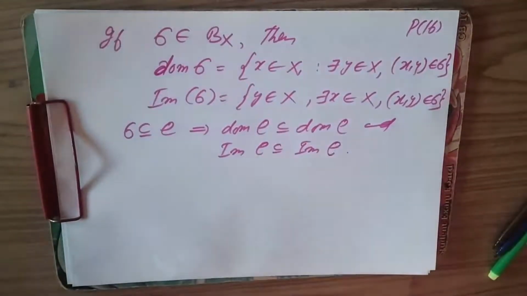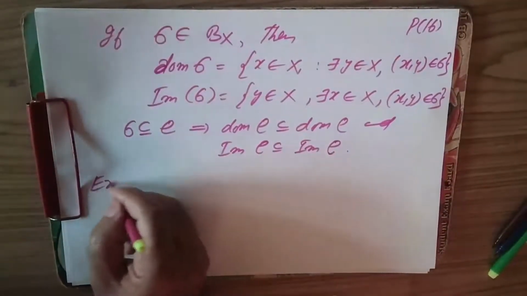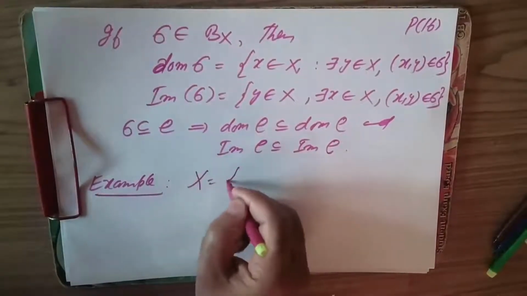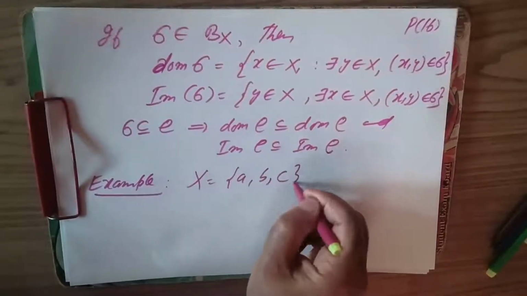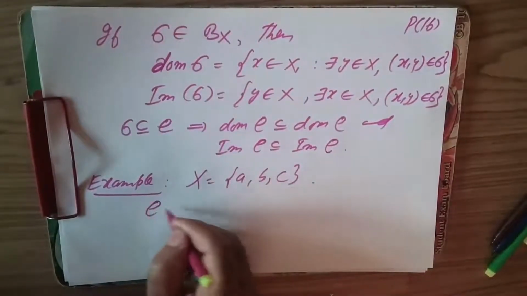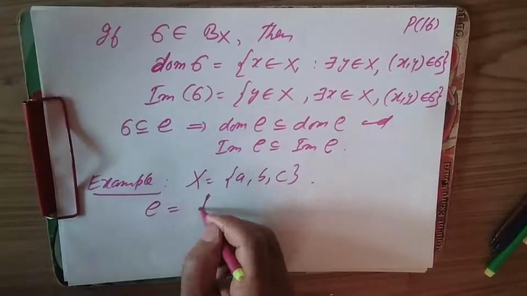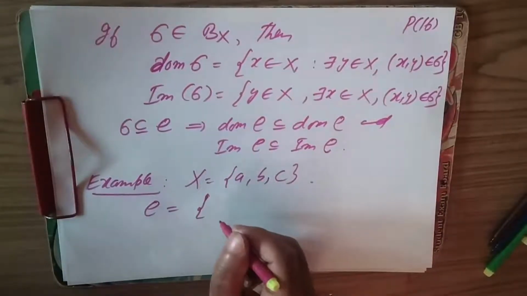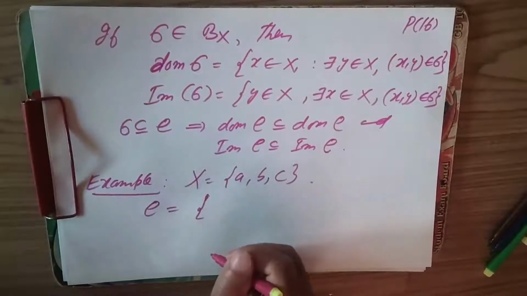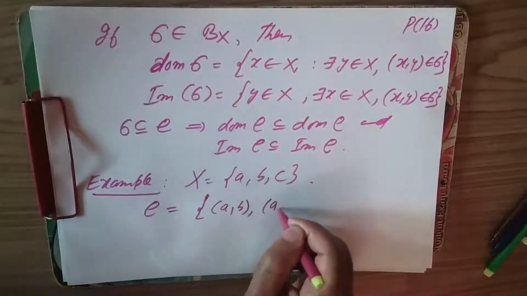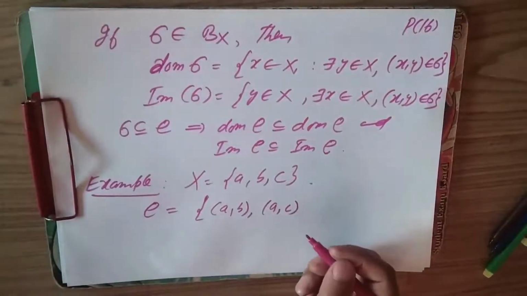Let's illustrate this with the help of an example. Suppose X is {a, b, c}. Let's take any relation on this. Let sigma be a set of subsets of the cross product, suppose consisting of (a, b), (a, c).